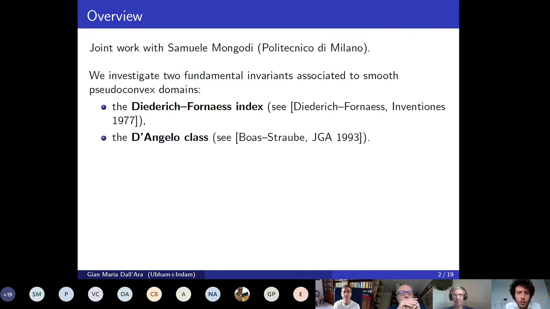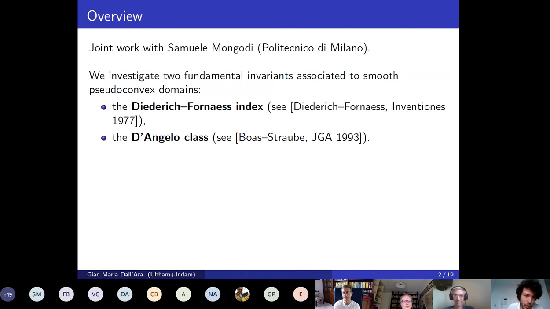What we investigated are two fundamental invariants associated to general smooth pseudoconvex domains. These are the Diederich-Fornaess index, introduced by Diederich and Fornaess in 1977, and the so-called D'Angelo class. This is not a very standard name, in the sense that this is a lesser known object, but in some papers, it's already called D'Angelo class, and we follow this nomenclature.